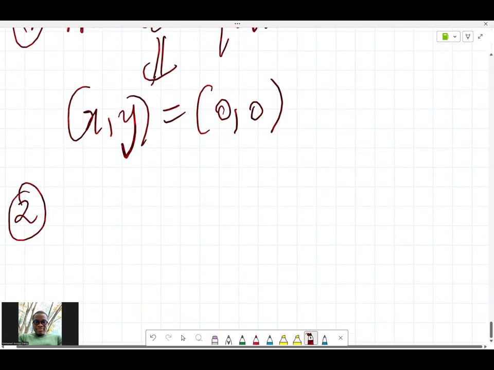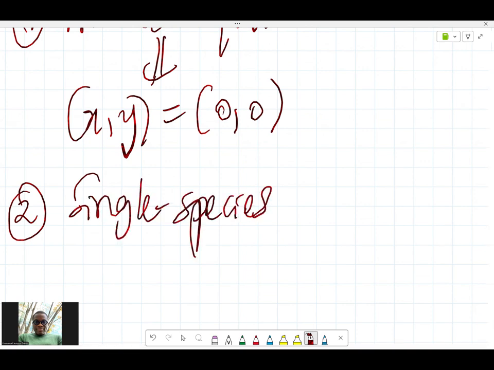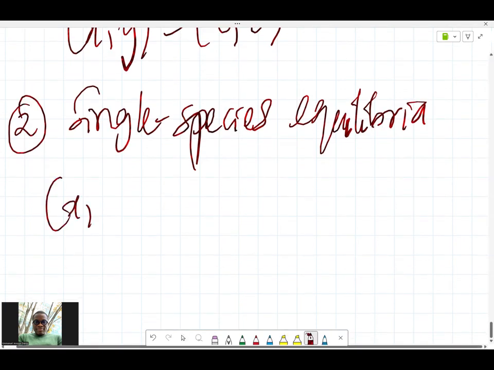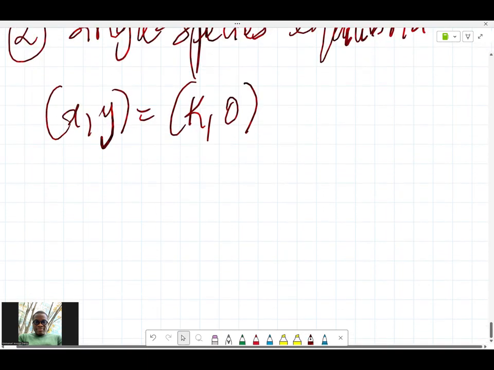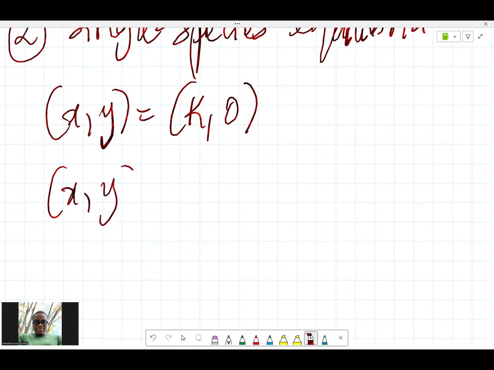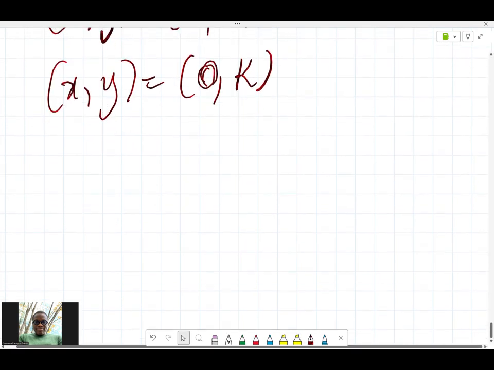Number two, you can also have single species equilibria. In this case, (X, Y) can be either (K, 0), which means that the first species persists and takes over the whole system because K is the carrying capacity, and the second species goes extinct. Or you can have (X, Y) equals (0, K), meaning that the first species goes extinct while the second species takes over the whole system.